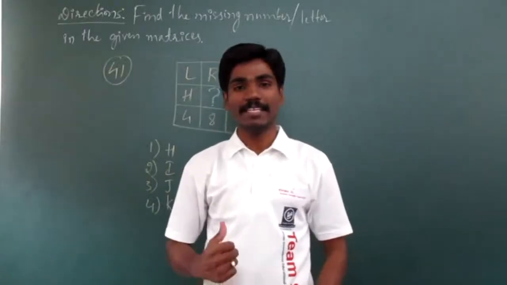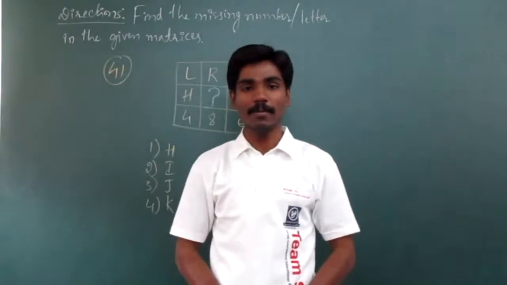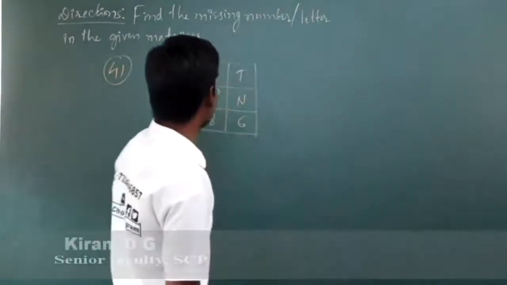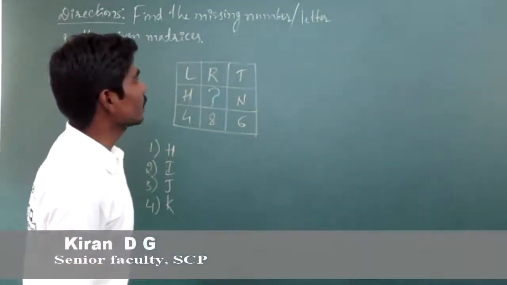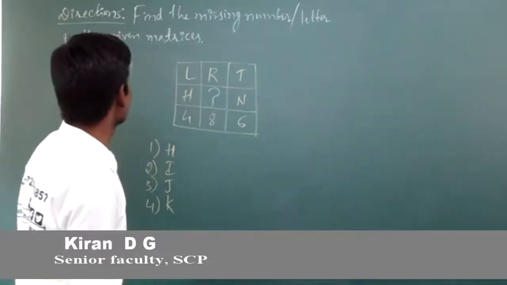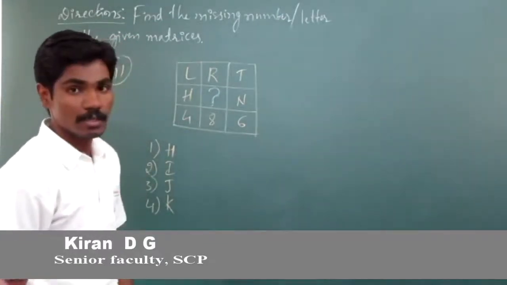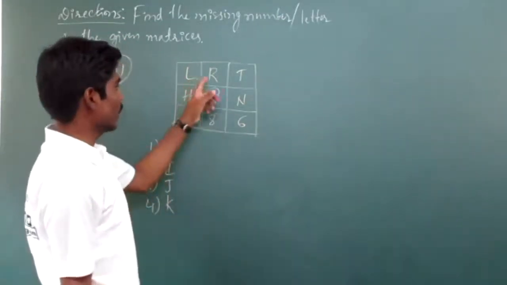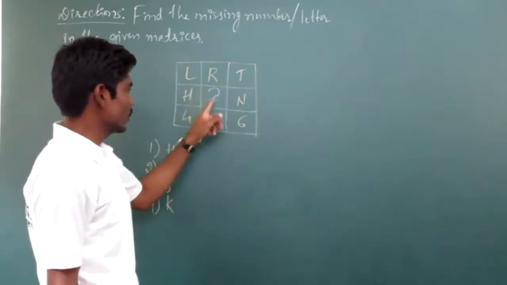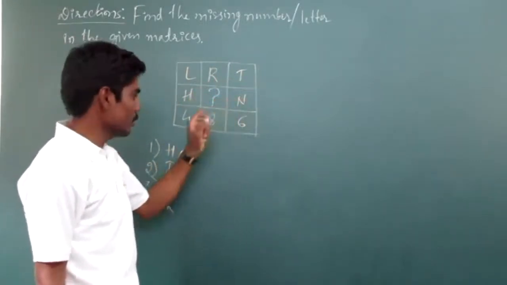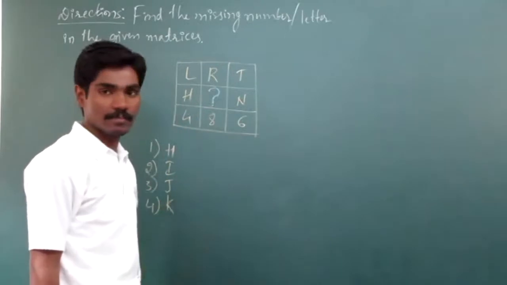Well friends, here is the next problem, and before going to the problem, let us see the given direction. The given direction is find the missing number or letter in the given matrices. The given question is L, R, T, H, the missing letter N, 4, 8, 6.